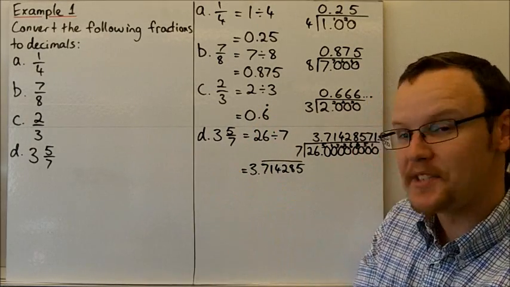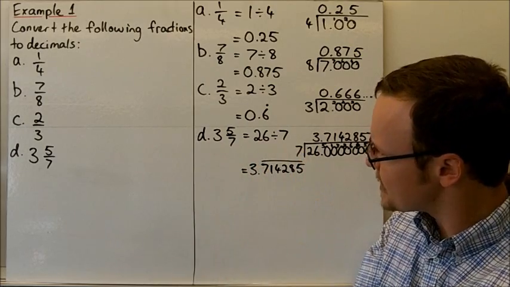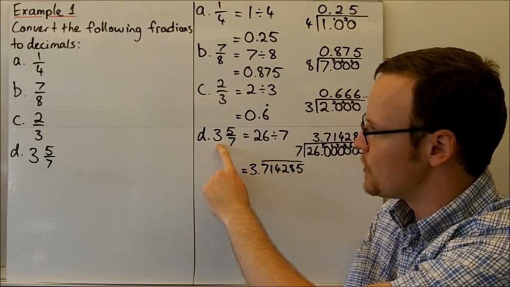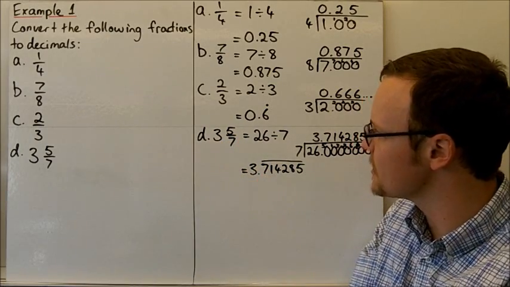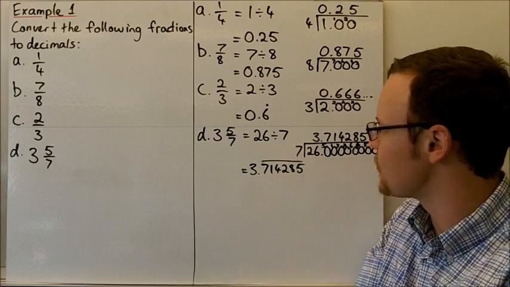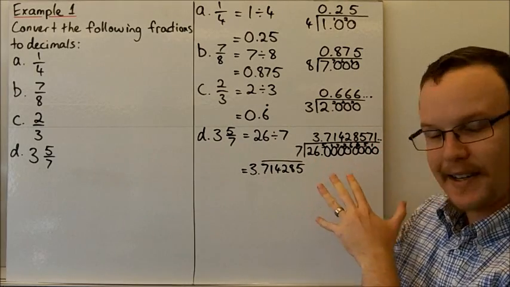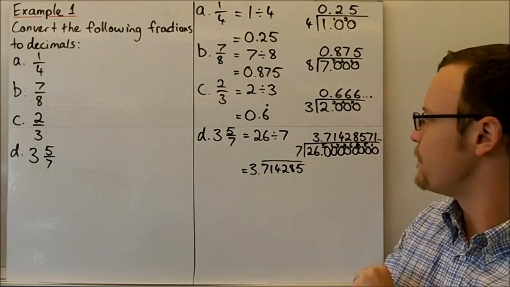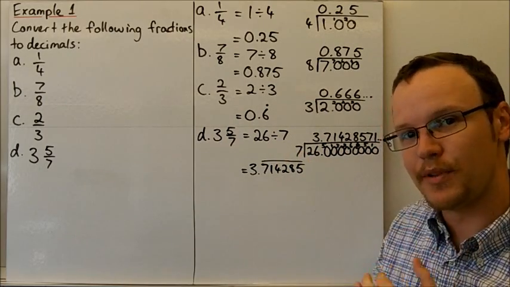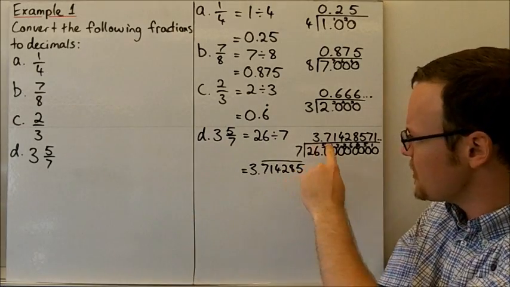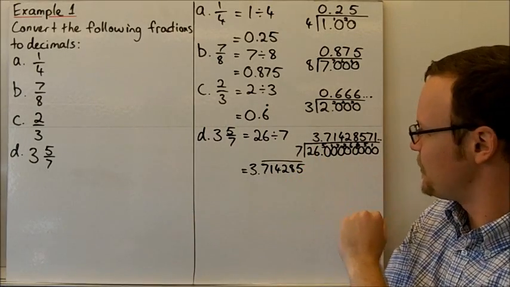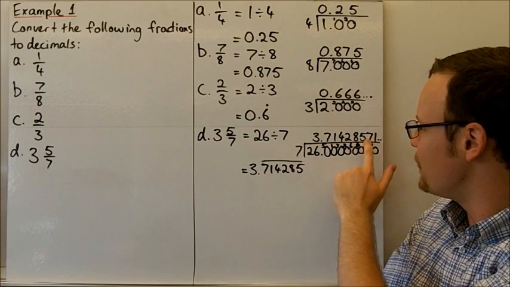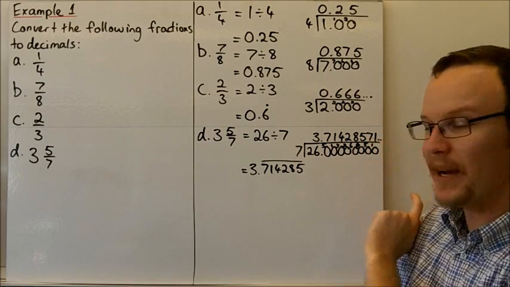Here we've got 3 and 5/7. So that's 26 divided by 7, because 7 times 3 is 21, 21 plus 5 is 26. So 26/7, so 26 divided by 7, and we can do that here. Now this one's a tricky one. Any fraction that's a 7th is recurring, but the pattern is very long. So it takes us a while to get to the actual repetition of the pattern. So here it's 3.71428571, and it starts repeating again.